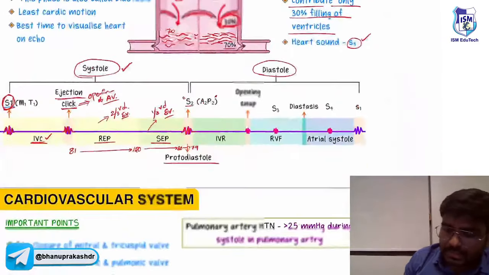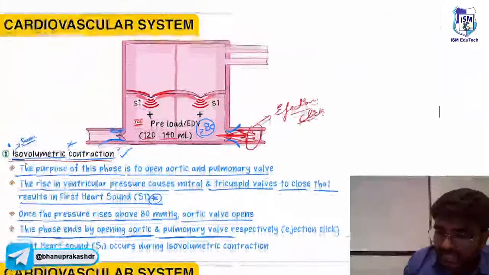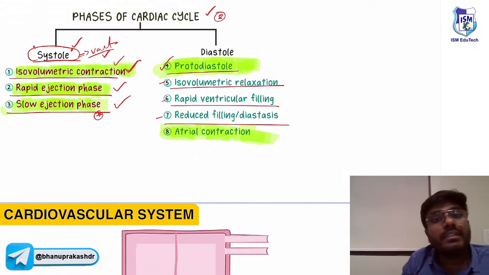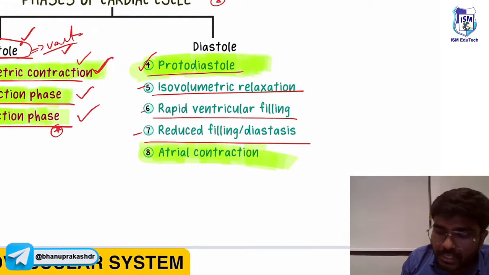Done. Next, come to our classification table. See, protodiastole is also completed. Let's mark it. Protodiastole is done. So next, after protodiastole, what is the next phase in diastole?